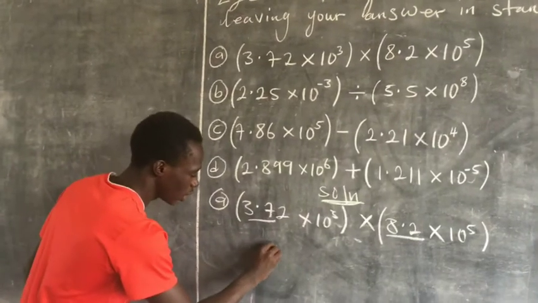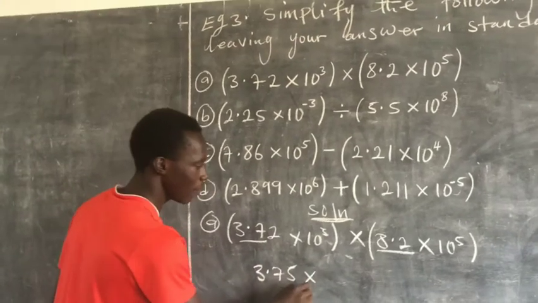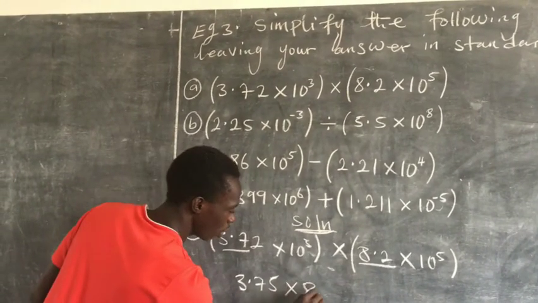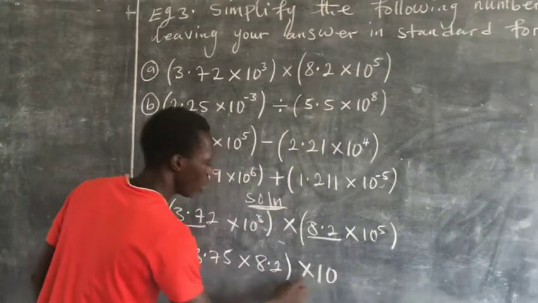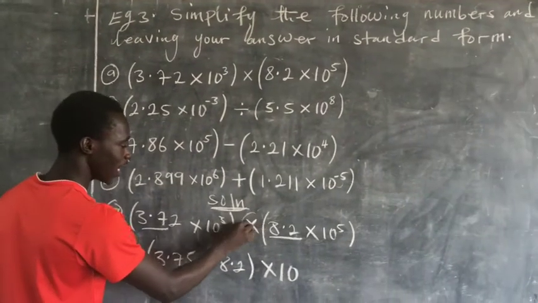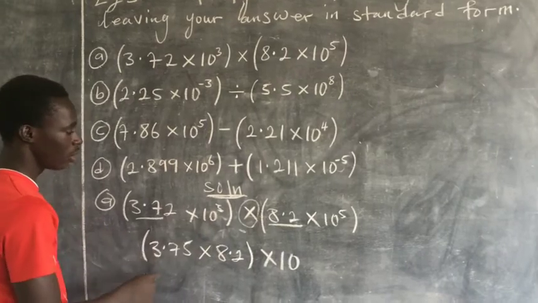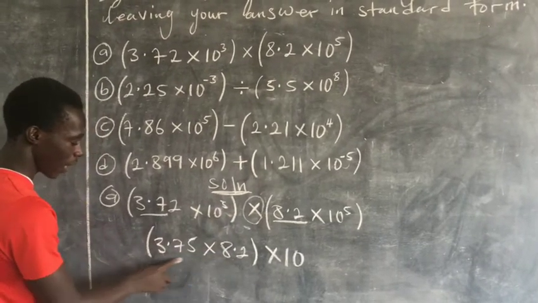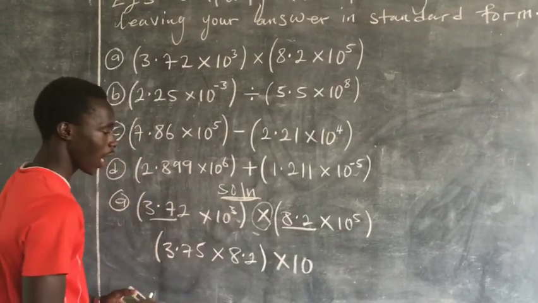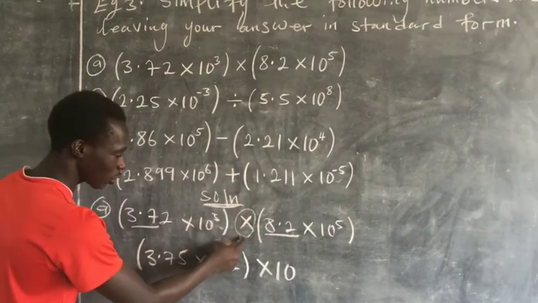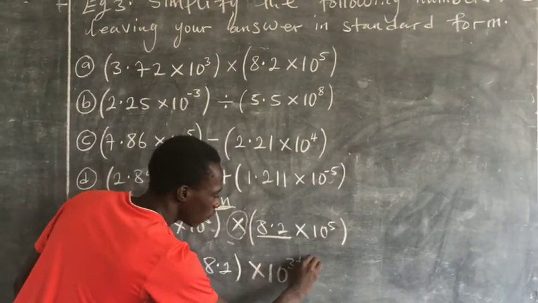Now, this is 3.72. That is what you got here, multiplied by 8.2 multiplied by 10 to the power. Since we have the multiplication sign between these two numbers, we have to take these bases, multiply them, and add the powers. That is 3 plus 5. 3 and 5, we have to add them, since we have the multiplication sign between them. That will be 3 plus 5.